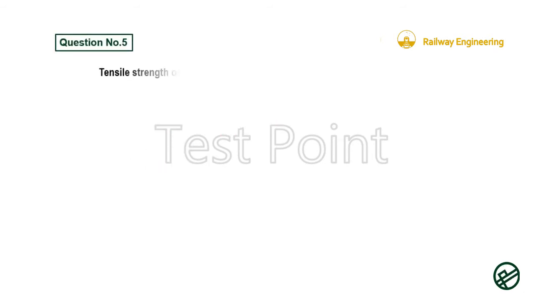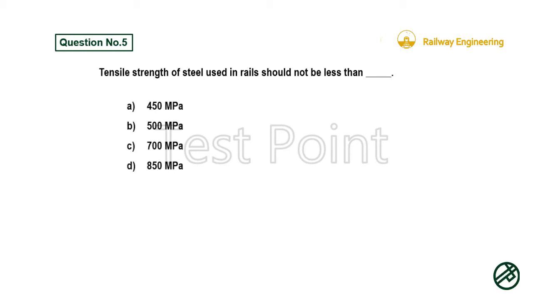Question number 5. Tensile strength of steel used in rails should not be less than: Option A, 450 megapascal. Option B, 500 megapascal. Option C, 700 megapascal. Option D, 850 megapascal. Answer is option C, 700 megapascal.